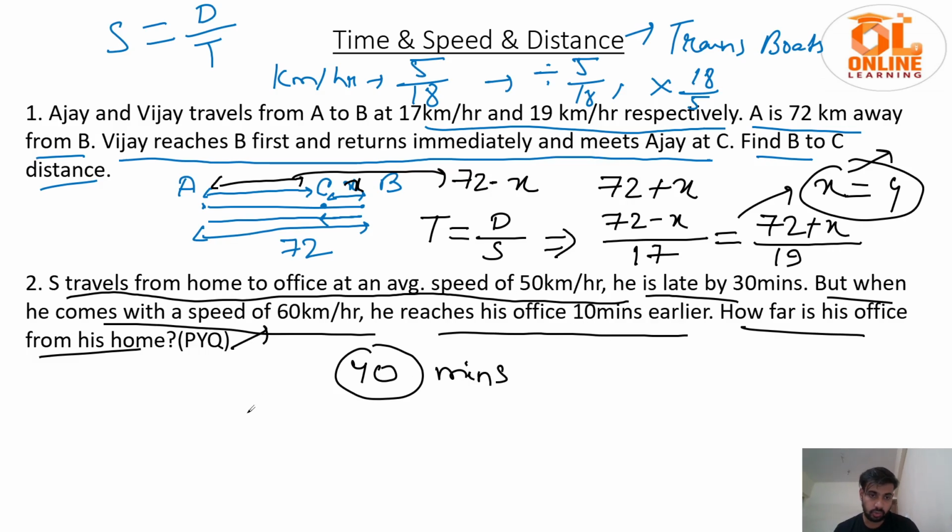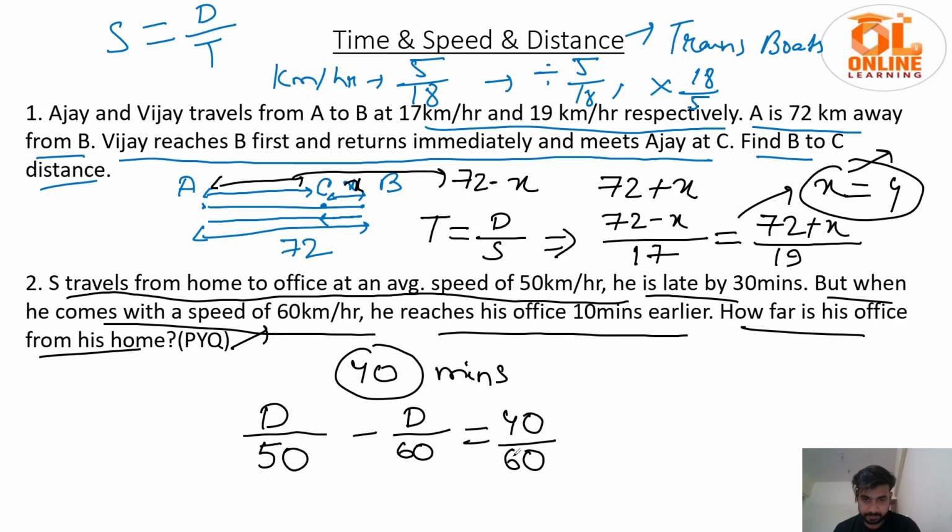So what we can do, we can write it this way: the distance is same, right? So distance when traveled by 50 kilometer per hour minus distance when traveled by 60 kilometer per hour is equal to 40 by 60. Why? See, the time difference between them is 40 minutes, right? So I have written 40 by 60, and it is coming because of this.